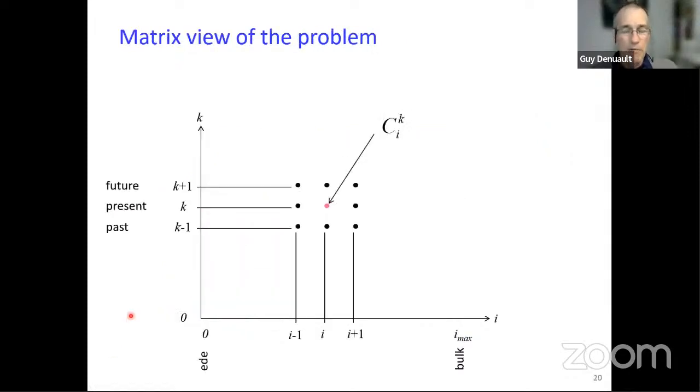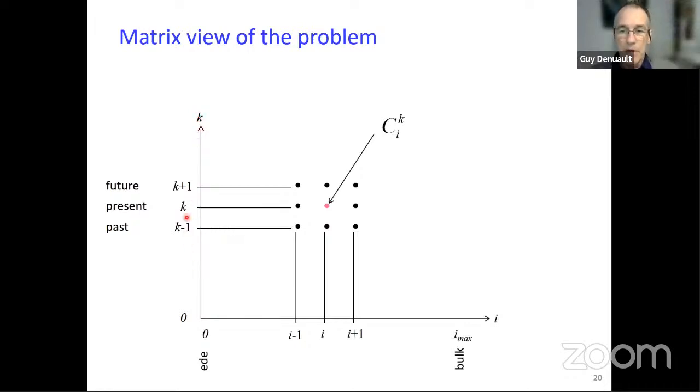So there's another way of looking at this, which I find very useful, and it's a matrix representation. So what I have done here now is I've got I, my space index on the horizontal axis. So here we are in the bulk, here we are on the electrode surface, and I'm interested in a concentration C_i^k, so at position I. There will be I minus 1, which is the concentration just before on the left, and I plus 1, which is the concentration just after on the right. But on the vertical axis, I've got K. So this is my time index.